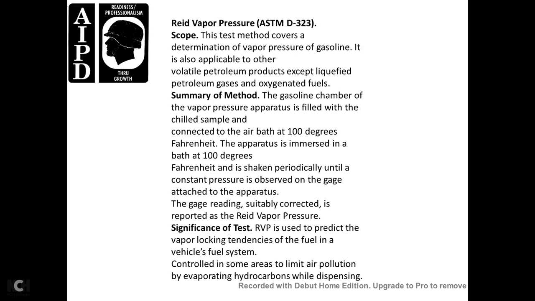The apparatus is immersed in the bath at 100 degrees Fahrenheit and shaken periodically until a constant pressure is observed on the gauge attached to the apparatus. The gauge reading, suitably corrected, is reported as the Reid vapor pressure. Significance: Reid vapor pressure is used to predict the vapor locking tendency of the fuel and in vapor fuel system control, to limit air pollution from evaporating hydrocarbons.